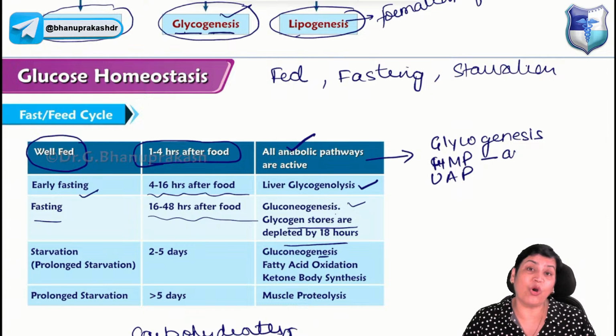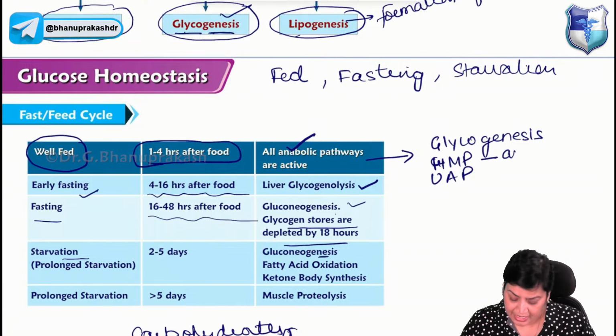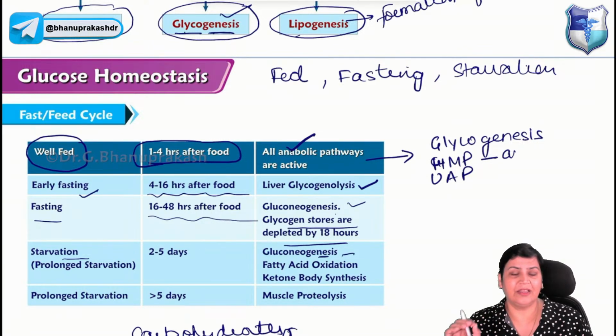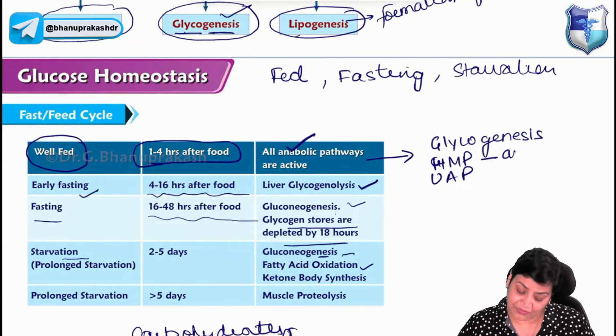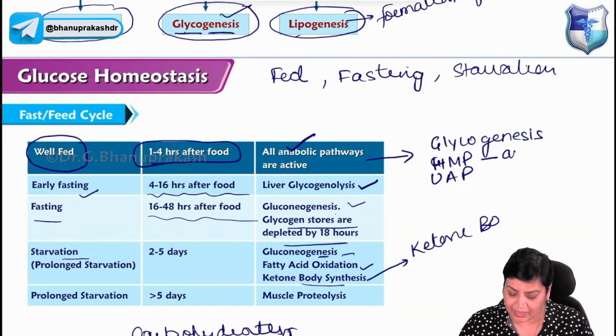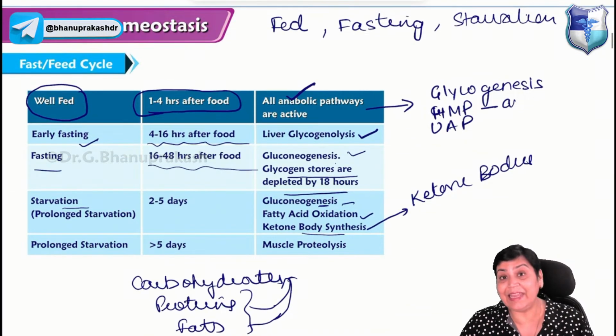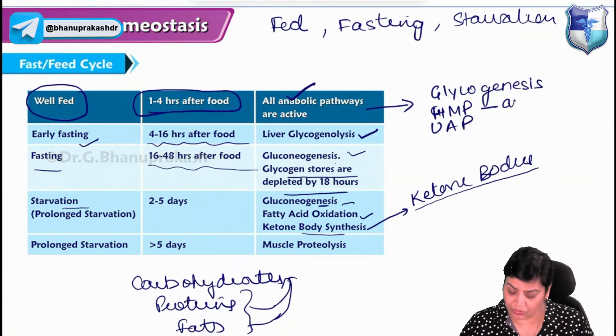So during prolonged fasting, we call it starvation. It starts after the second day. Gluconeogenesis will be there, but the fatty acids will start breaking, which is known as fatty acid oxidation. And we all know that fatty acids are an instantaneous source of energy, so they will be broken. And ketone body synthesis. Just remember one thing about ketone bodies, because I am going to discuss ketone bodies in detail in fatty acid metabolism. Here just remember ketone bodies play a very important role during starvation. They are the fuel in starvation.